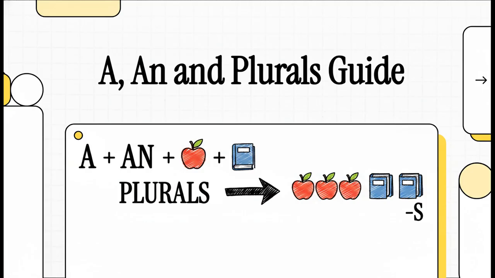We are diving straight into some of those tricky little building blocks of the English language that honestly trip up so many learners. I'm talking about the articles a and an and exactly how to properly form plural nouns. We're going to completely demystify these rules today so you never have to second-guess yourself again. Get comfortable, because by the end of this, you're going to feel incredibly confident.